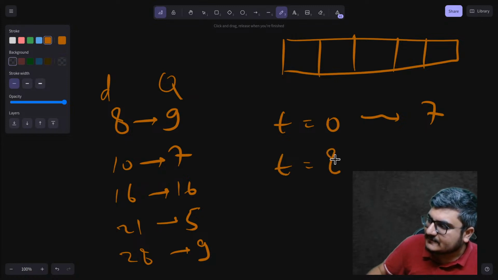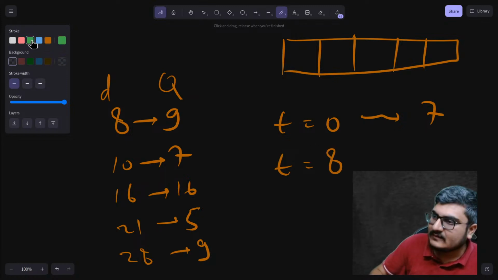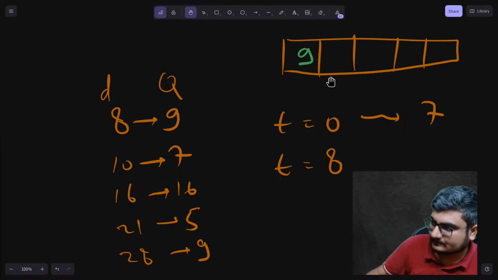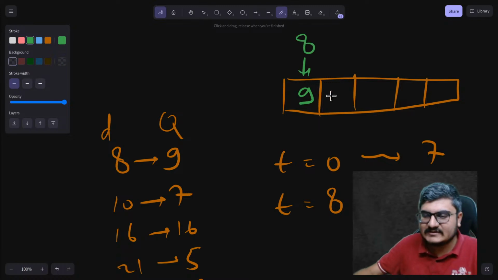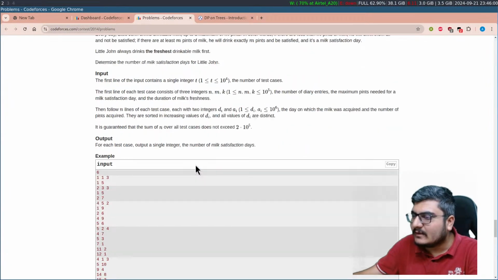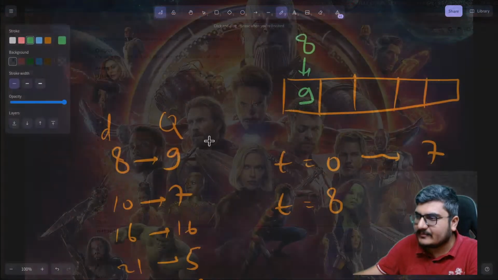When we reach day 8, let's put this entry for day 8 in our milk right now. This is the total milk we have. And each day we want to drink 5 milk.